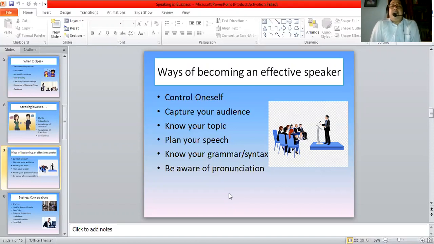Also, you have to know your topic. Obviously, this is the first thing to start off with, and plan what you have to say in advance. And know the rules of grammar and syntax and be aware of pronunciation.